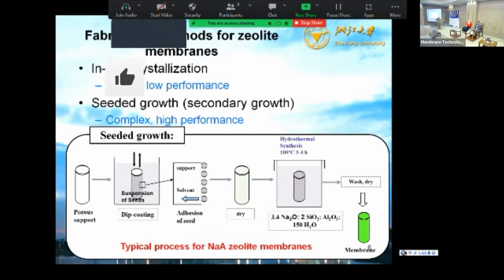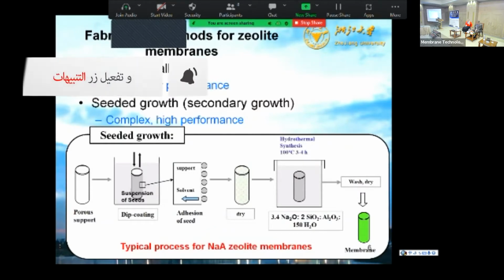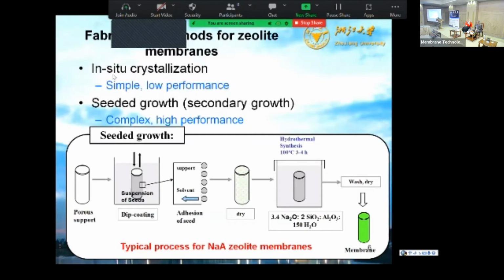Usually, there are 2 popular methods for membrane synthesis. The first one is in situ crystallization. It is simple, but the membrane obtained usually has low performance. The second one is the seeded growth. We also call it secondary growth. This process is complex. First, we need to do a seed coating, then we do hydrothermal synthesis. But the membrane obtained has very high performance, and usually the reproducibility is good.